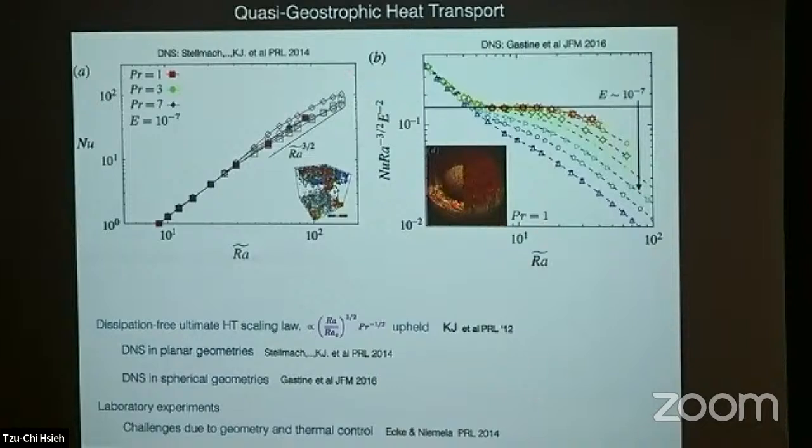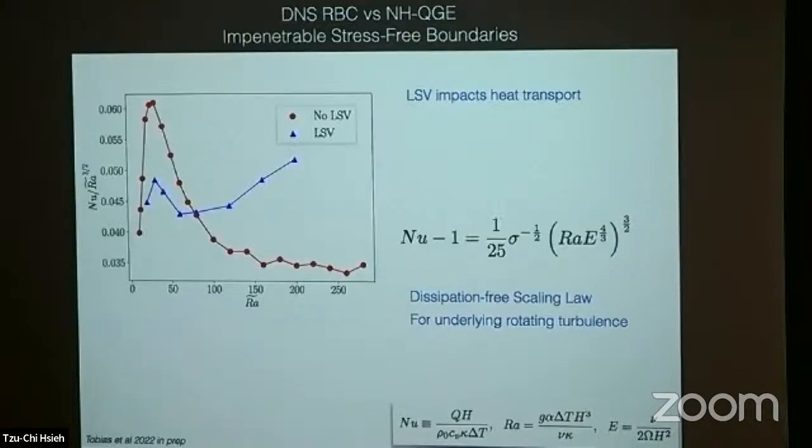These are hydrodynamic Rayleigh-Bénard experiments being done in the sphere by Gastine, and you can also see evidence of this scaling law in the sphere as well. As he lowers the Ekman number, which is going that way, this compensation line shows that he's actually seeing this in the fluid. Okay, I'll make one more comment here.